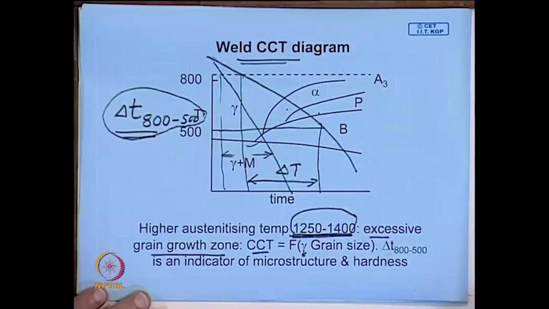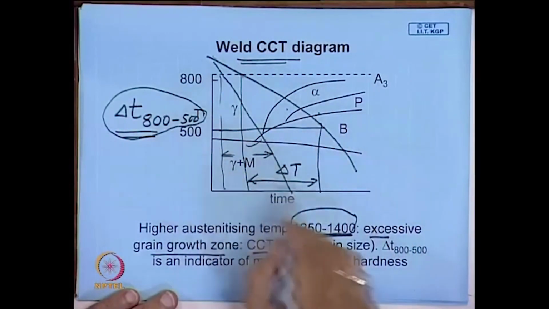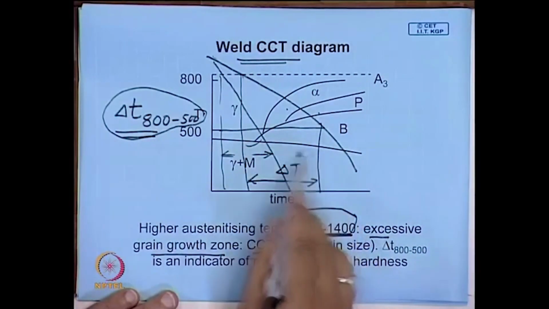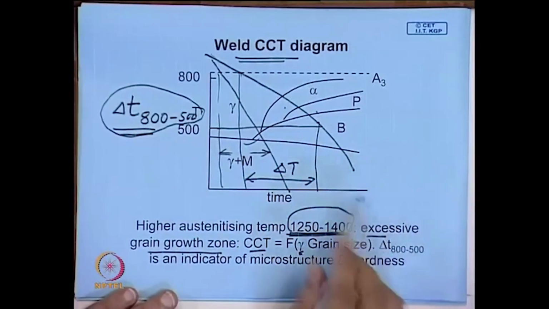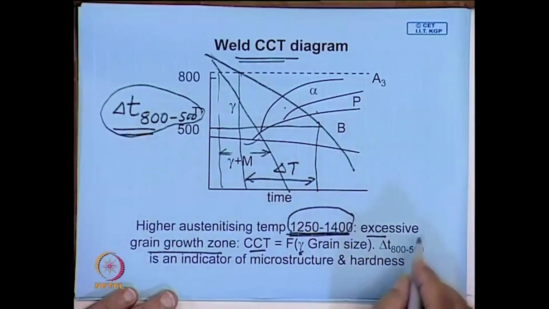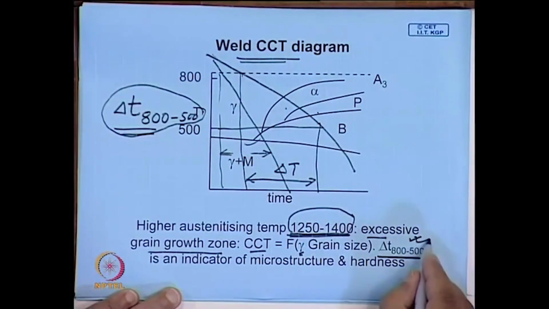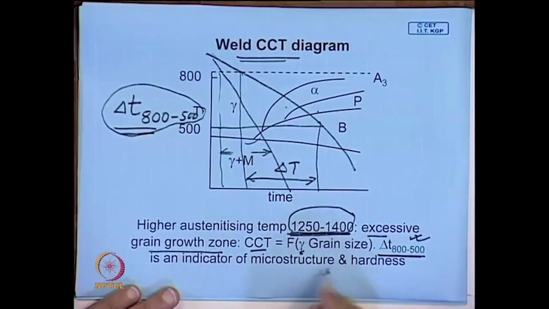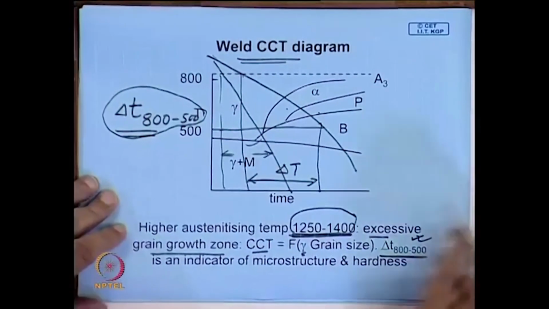In fact, this is an area of great interest for physical metallurgists. There are many simulation techniques because it will be extremely difficult to generate these experimentally. The volume of data that will be required will be enormous, they can only be found out through simulation. But nevertheless, this indicator, this delta T 800 to 500, is an important indicator or parameter which connects cooling rate to microstructure and hardness.